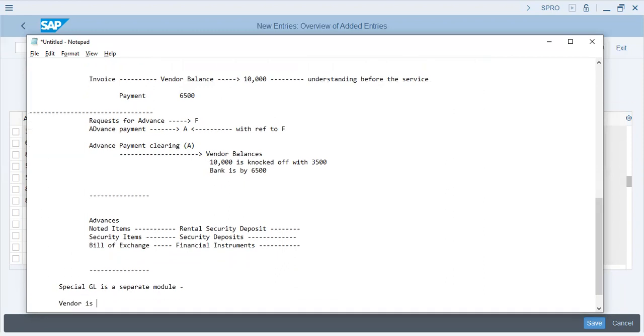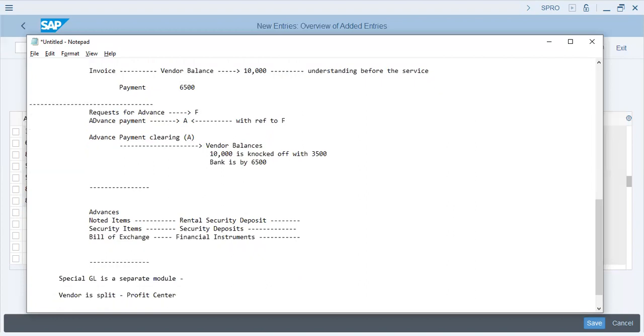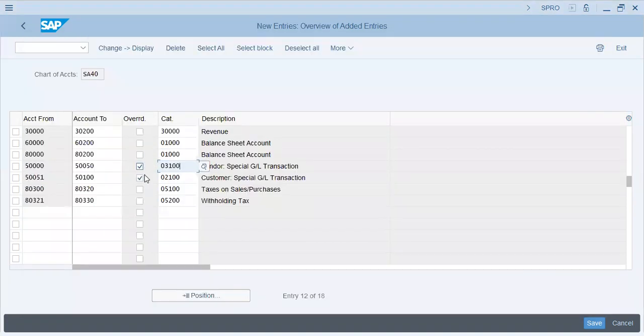So when vendor is split using profit center, and since special GL is separate, vendor splitting influences special GL, or it gives its status to special GL of the profit center when we have this check override. ठीक है, ये inheritance में भी आता है, ठीक है.